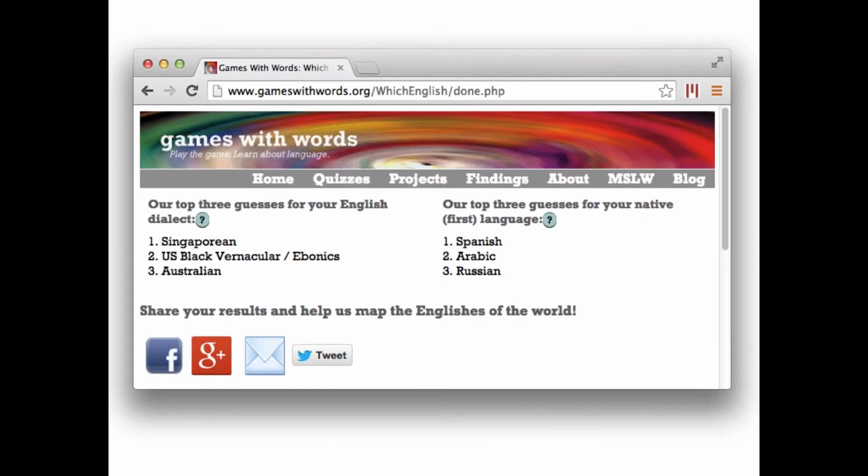So the standard model for getting large numbers of people for quiz-type experiments is to give them some sort of feedback. So here's an example where we were trying to guess people's dialects of English and native languages based on their responses to a grammar quiz. Obviously that is something that needs to be put together. And also you notice the social media icons. You want to let people share your experiments for you.